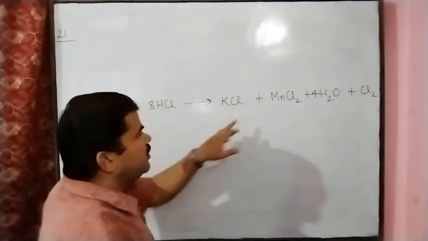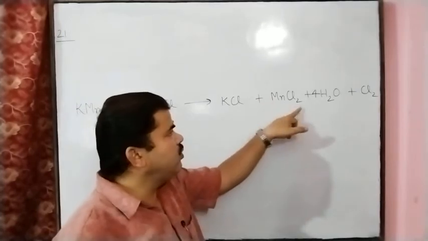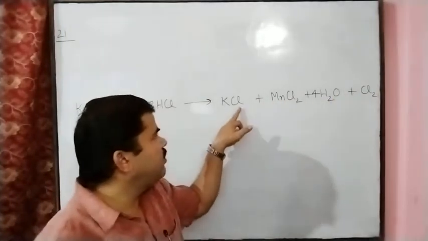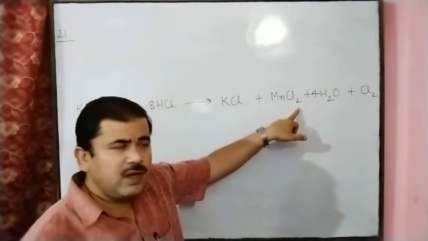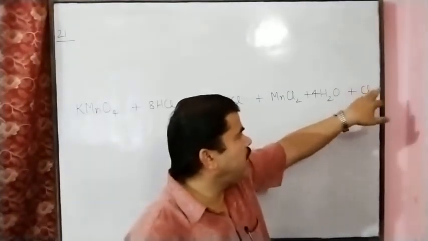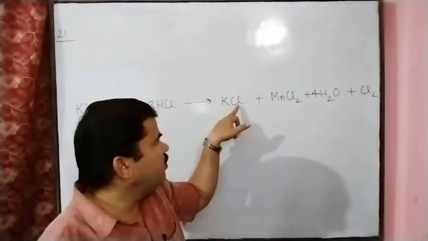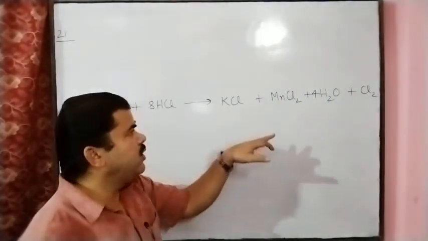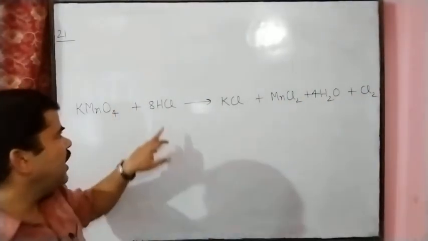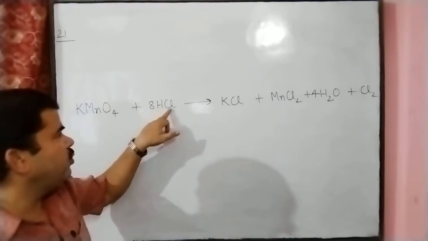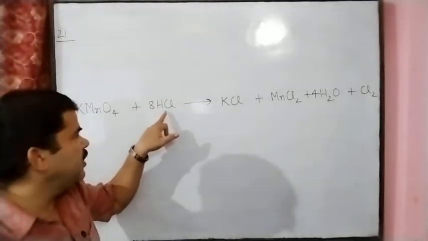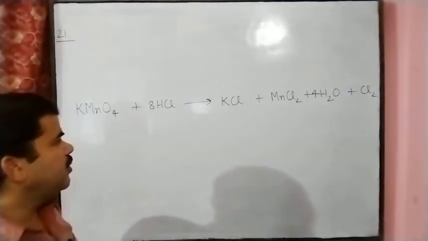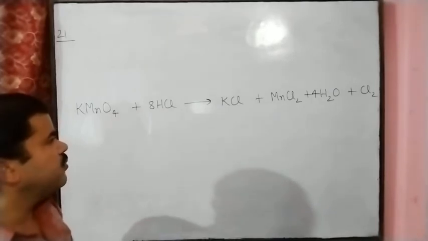So 1 here, 2 here, 2 here, means 1 plus 2 is 3, plus 2 is 5. So 5 chlorine: here 1, here 2 and here 2. So in total 5 chlorine on the product side, and on the reactant side 8 chlorine is present. So we will balance the chlorine.